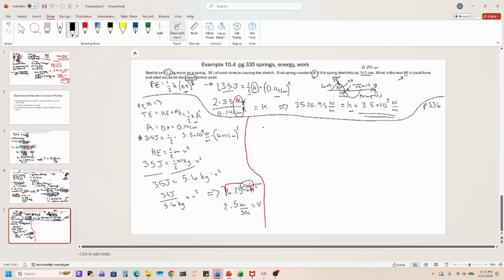We are going to work on the second half of this example. This is on page 336. So we have a 23 gram mass on a spring. So mass is 23 grams. Let's go ahead and convert that to kilograms.